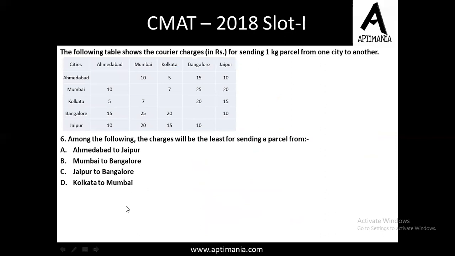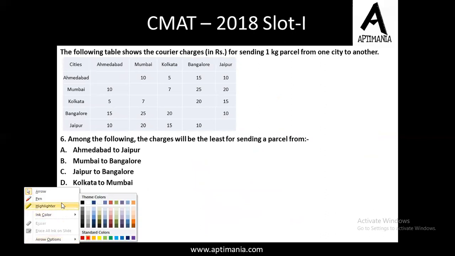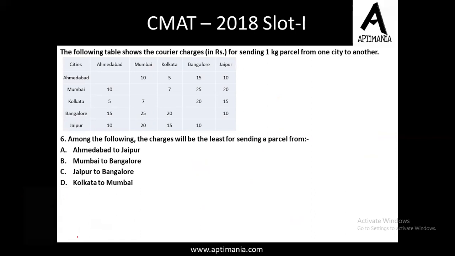Question number 6 is on the screen. It's a question from data interpretation again. Let's just take it out. The following table shows the courier charges for sending a 1 kilogram parcel from one city to another. Among the following, the charges will be the least for sending a parcel from. Now, there is nothing to solve in this particular question. We just need to observe and we'll directly get the answer.